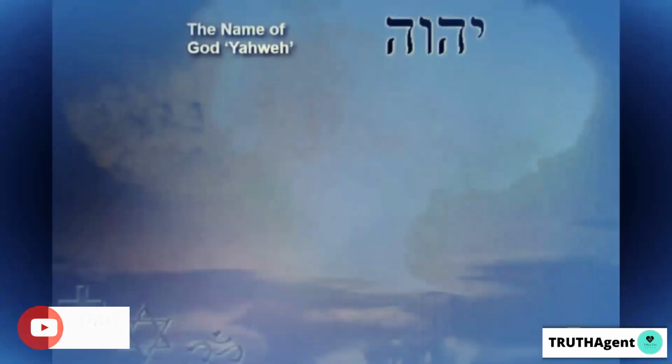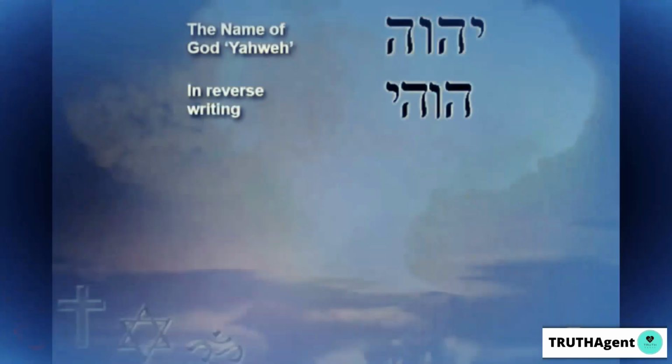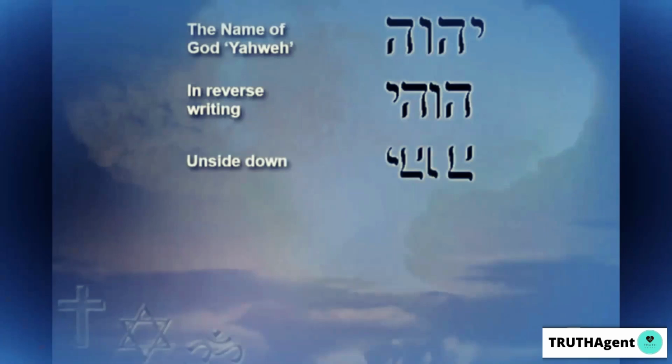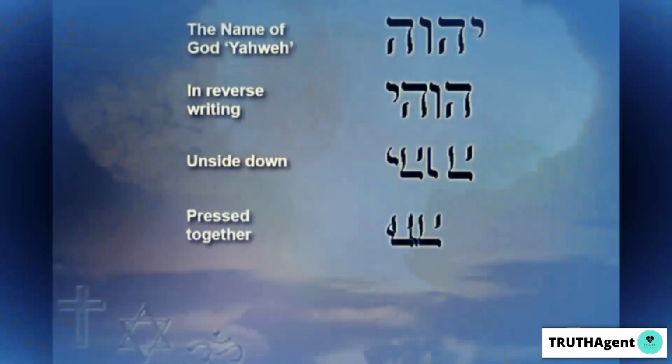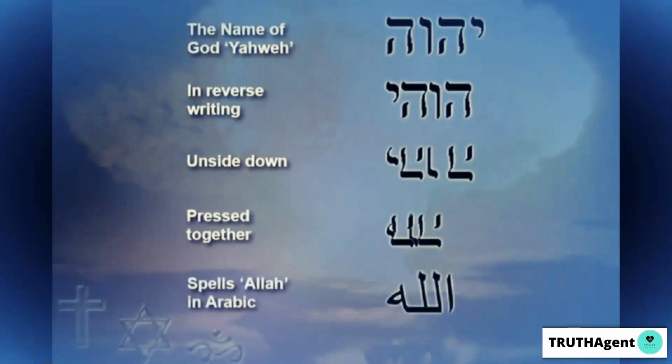Remember the word Satan for Santa Claus? If you rearrange it in occult fashion, it says Satan. So if you take the name Yahweh and you rearrange it horizontally, in reverse writing, you will get this symbol. And then if you invert it upside down, you get this symbol. And then if you just squeeze it together a little bit, you get this Arabic symbol, which stands for none other than Allah in Arabic.